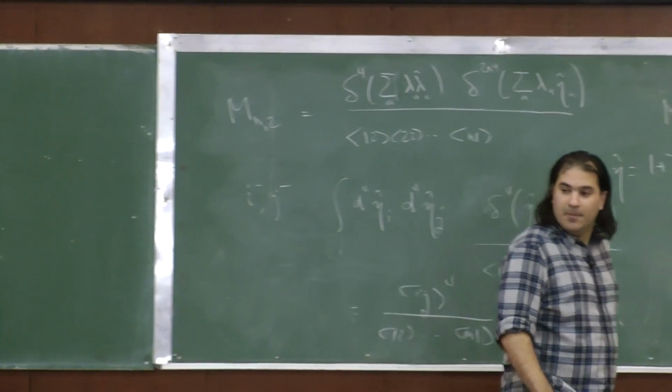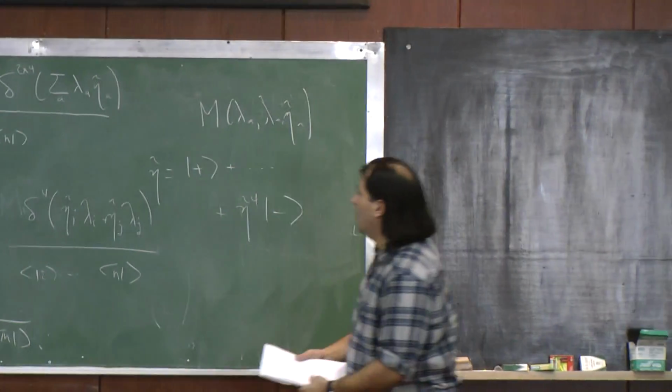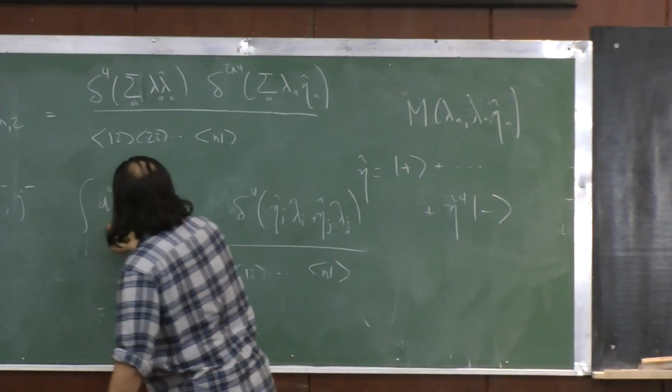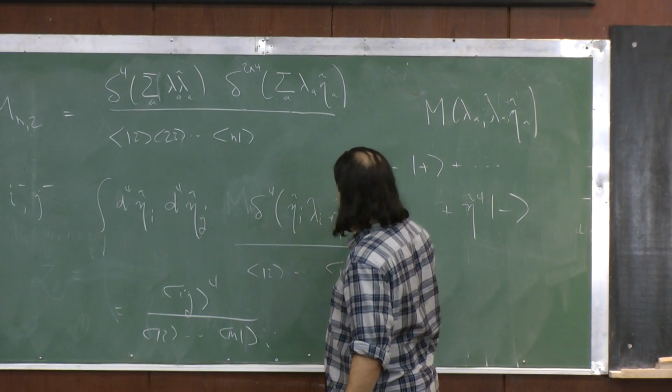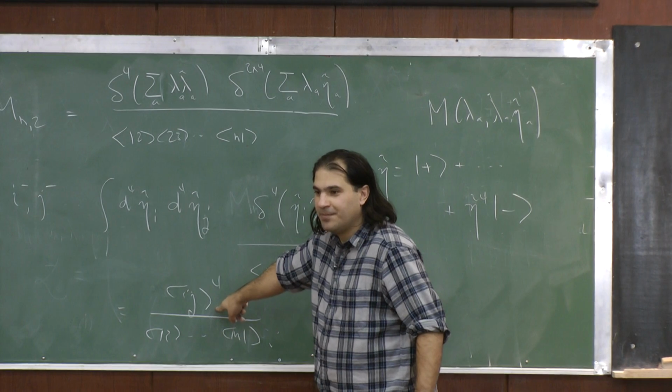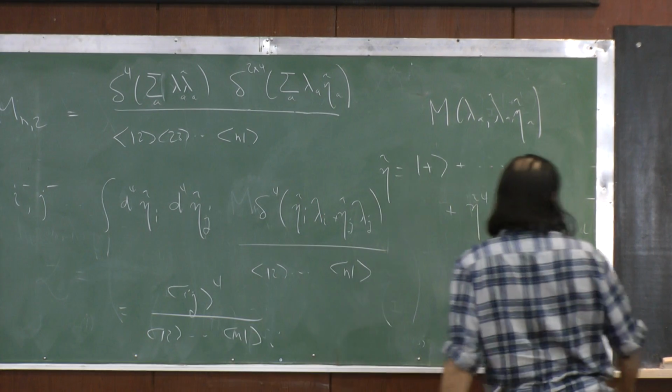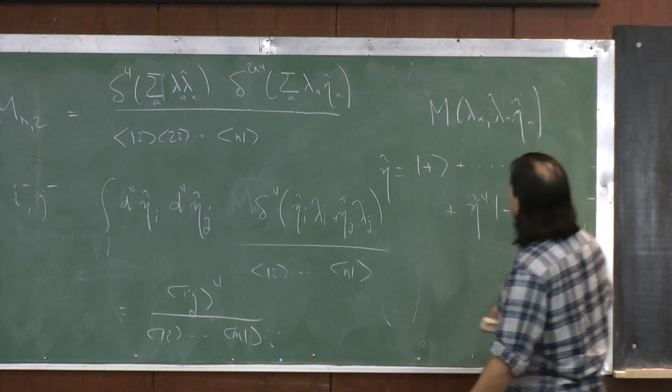Okay, yes? Where's the ij to the fourth? It's doing this integral. d4 eta tilde i, d4 eta tilde j. Okay? If you do this integral, you get ij to the fourth. How? Well, okay. You didn't hear that I said homework exercise?